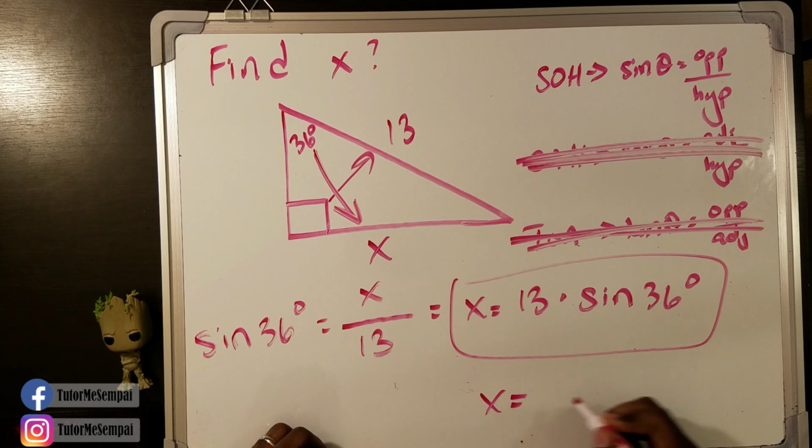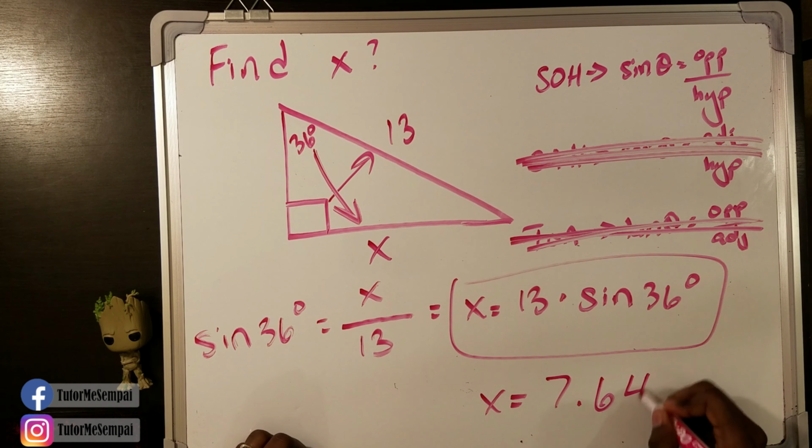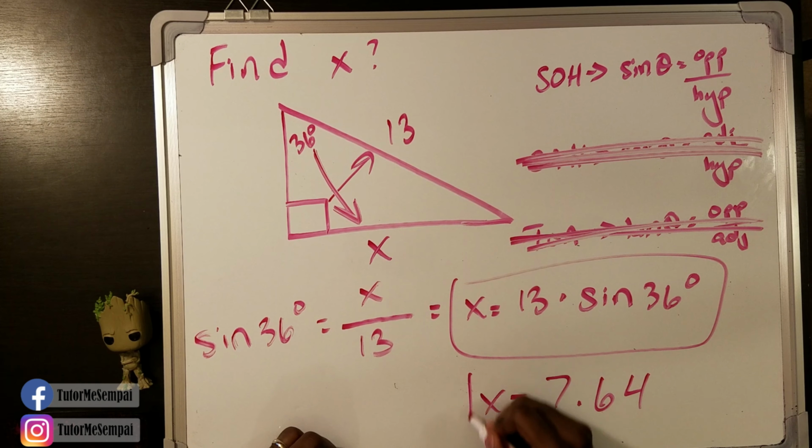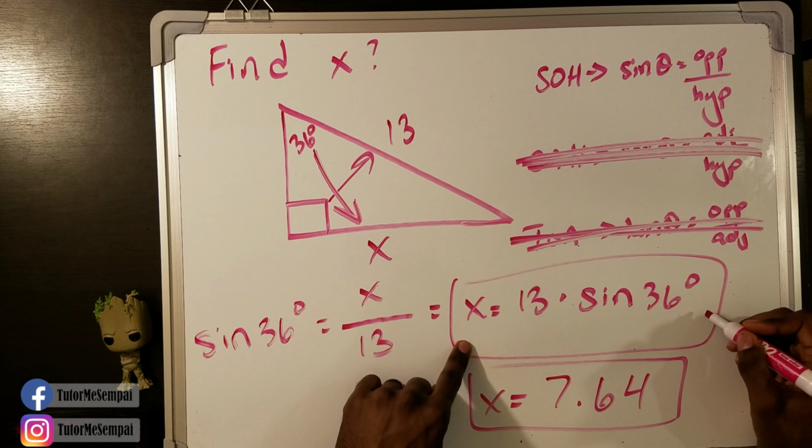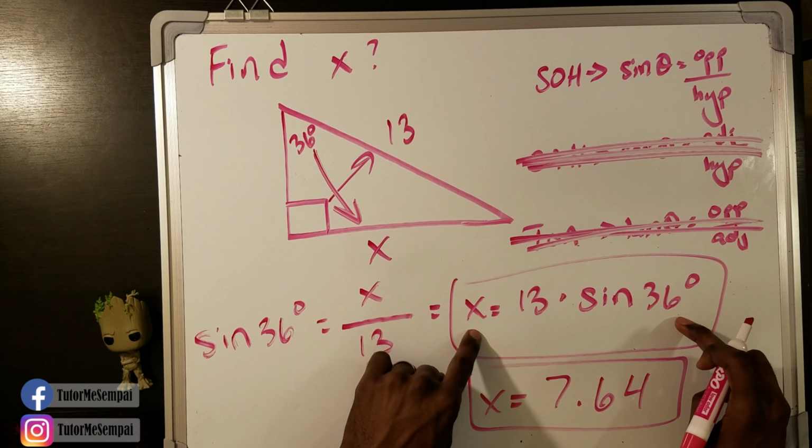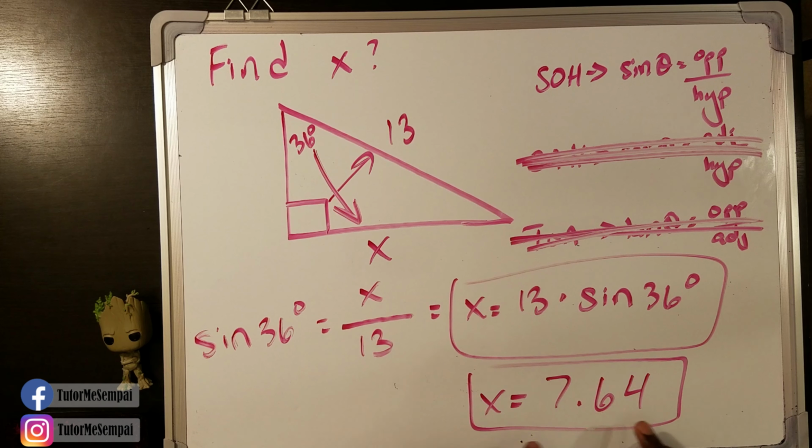So that's going to be 7.64. That's going to be our missing side. x is going to be 7.64. So if you want to keep it without rounding, that's what you have. But if you put this in your calculator and round it to the nearest hundredth, you get 7.64.